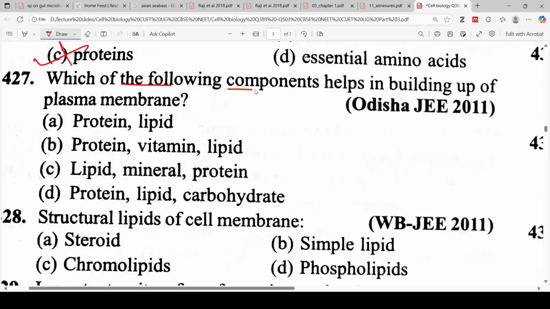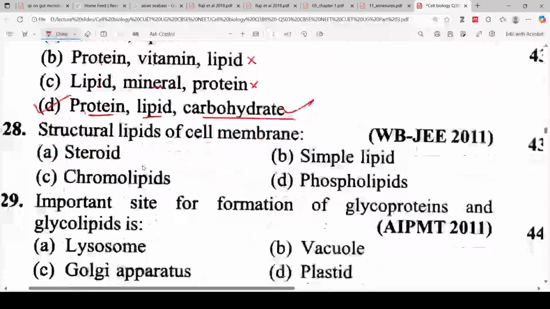Next question, which of the following components help in building up plasma membrane? Protein, vitamin, lipids, not correct. Protein and lipid, this is also not correct. Lipid, mineral, protein, this is also not correct. Option D will be the correct answer, because plasma membrane is composed of protein, lipid, as well as carbohydrates. So the correct answer is option D.